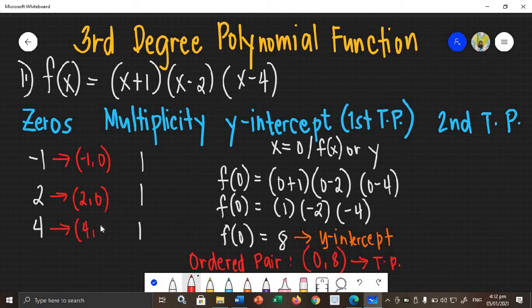And then we have 2, 0. We have 4, 0. Kaya nga, I discussed a while ago na yung zeros of the polynomial function na makukuha nyo, that is also the X-intercept of the graph. Okay? So, ayan. We now have the X-intercepts or the zeros of the polynomial function. So, we can now graph. And then, the multiplicity, hindi naman natin masyado siyang kailangan. And then, Y-intercept meron na.